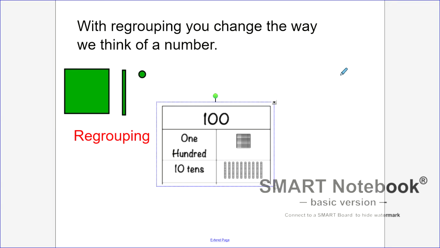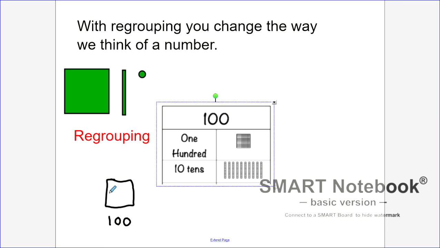Just as in our previous lessons, we are going to regroup the tens place. And in order to do this, we're going to change a hundreds block into tens. Now notice, the number doesn't actually change. What changes is the way that we draw this.